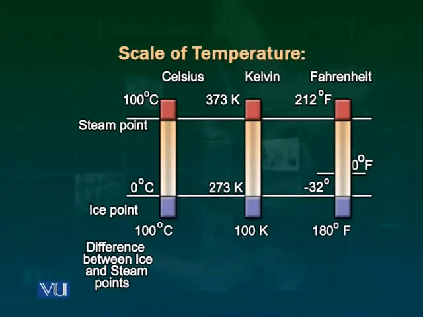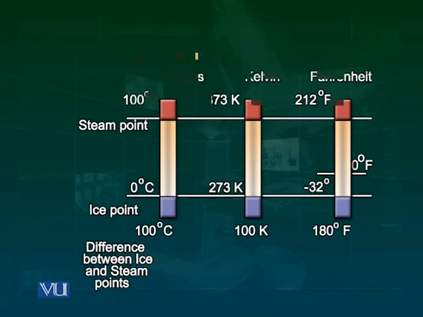Now, if it was a Fahrenheit scale, it would be from 32 degrees to 212 degrees Fahrenheit, and if it was the Kelvin scale, it would be from 273 to 373 degrees Kelvin, and we would have a 100 degree Kelvin gap between the ice point and the steam point, and a 100 degree difference between the ice point and the steam point for the Celsius. However, in the case of Fahrenheit, we have a 180 degree difference between the ice point and the steam point.